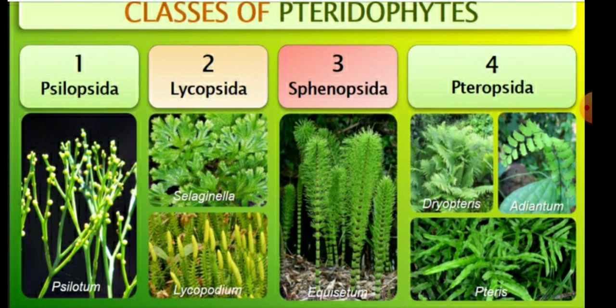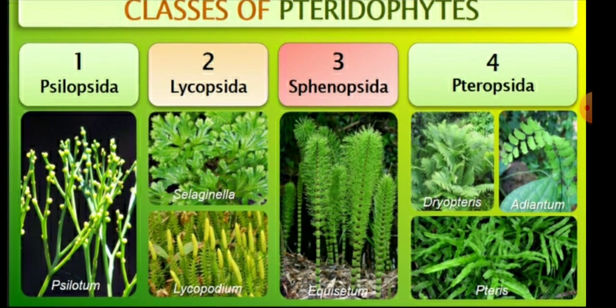Children, the pteridophytes are mainly classified into four classes. The first class is Psilopsida, and the example of the Psilopsida is Psilotum. The second class is Lycopsida, and the examples are Lycopodium and Selaginella. The third class is Sphenopsida, and the example of the Sphenopsida is Equisetum. And the fourth class is Pteropsida. Examples of the Pteropsida are Dryopteris, Pteris and Adiantum.